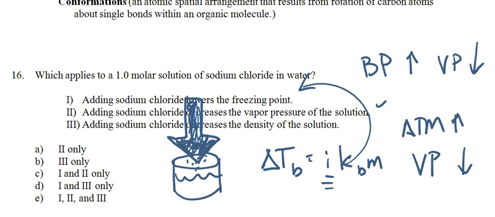Alright, and number 3, so we know that 1 and 2 look good. Number 3, adding sodium chloride decreases the density of a solution. Well, we know that to be absolutely wrong. So our choices are 1 and 2, which is C.